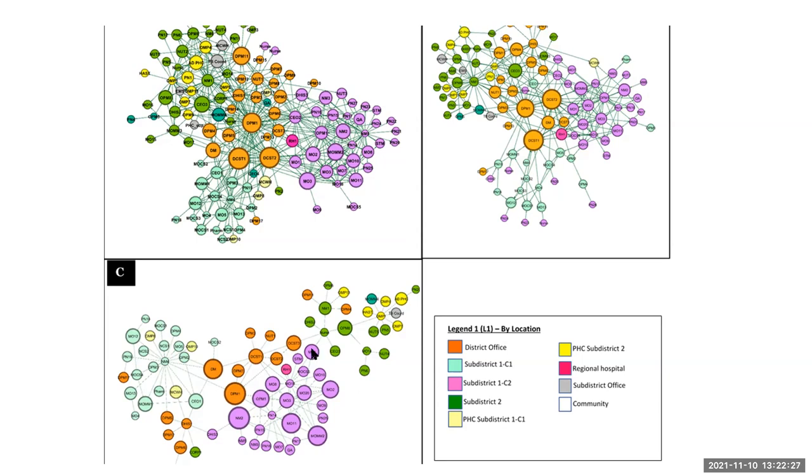And you can see for all these graphs, almost always the district program managers or district level are central connectors, what you call, in the term of social network analysis, the boundary spanner. They are in the middle, bringing all other units together. Next slide.